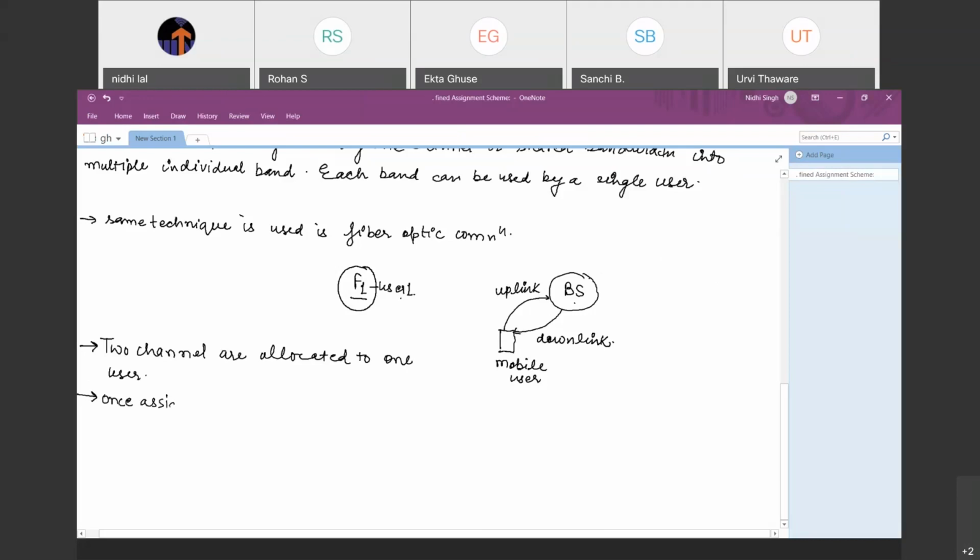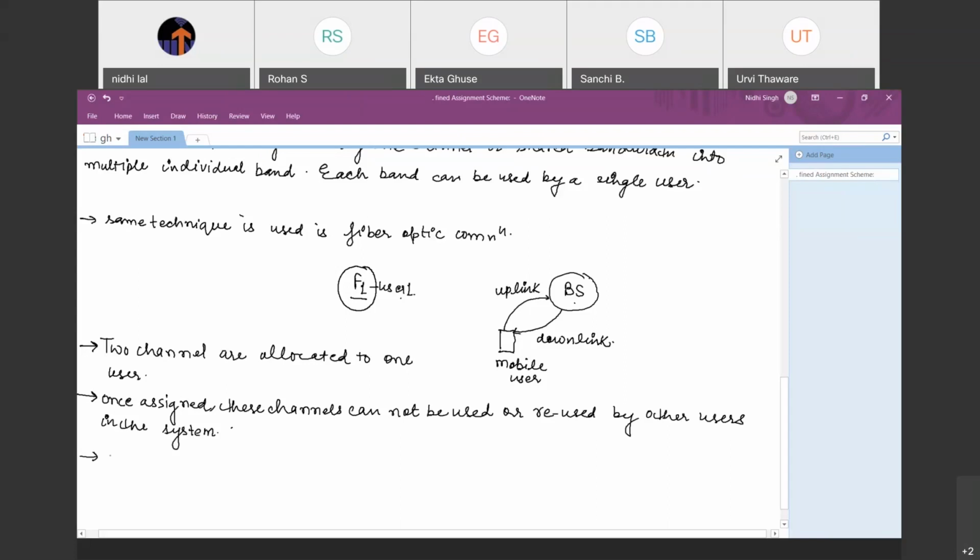So once assigned, the channel cannot be reused by other users in the system. That's why utilization is low.